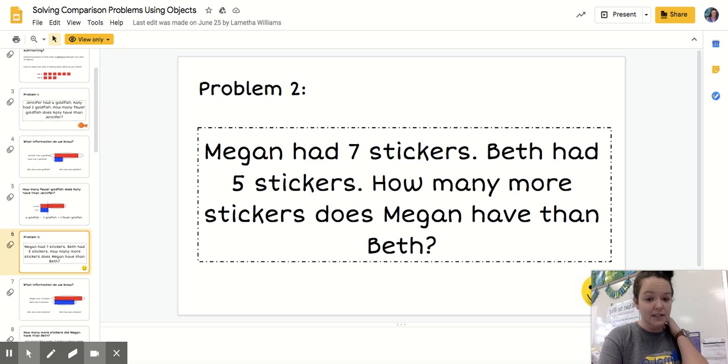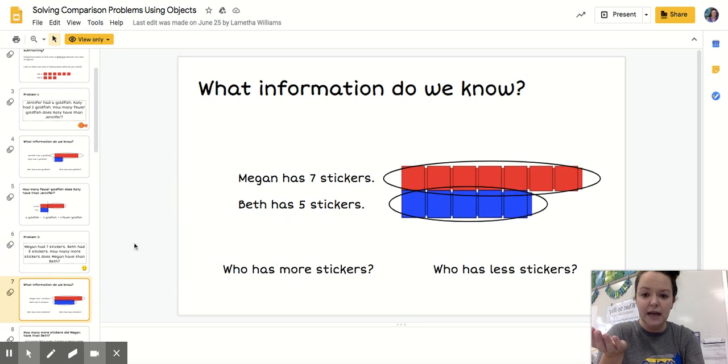Megan has 7 stickers and Beth has 5 stickers. How many more stickers does Megan have than Beth? Now remember, we're comparing the two groups of objects. We're comparing Megan's stickers, how many she has, and how many Beth has, right? Looking at this slide, we see that Megan has 7 and Beth has 5. We know that 7 is a bigger number, so Megan clearly has more stickers than Beth, and Beth has less stickers than Megan.